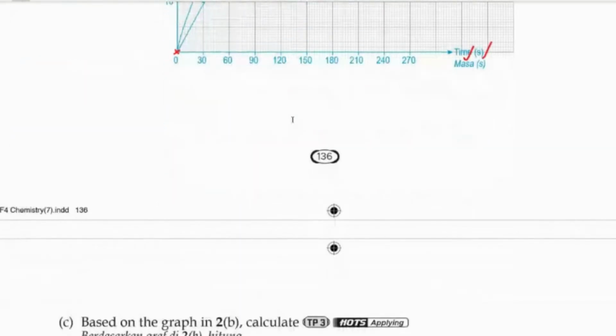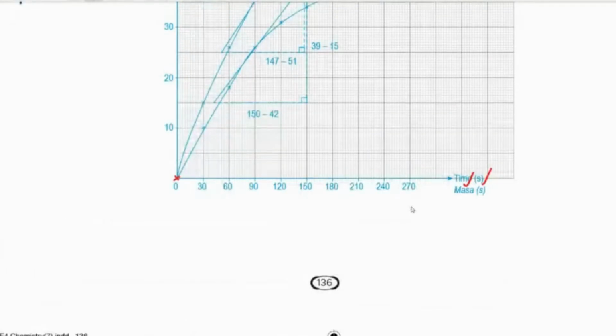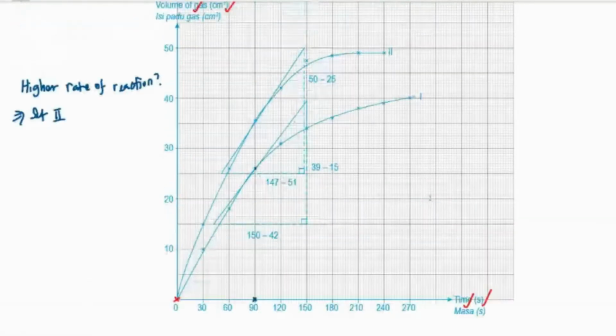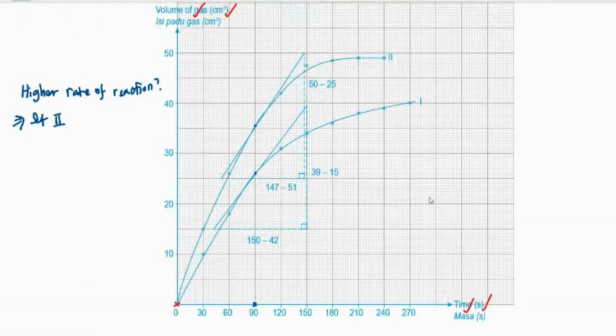Now we look into the next question. Based on the graph, calculate the rate of reaction at 90 seconds for set 1 and set 2. So 90 seconds is here. You draw a line here, and then you draw a tangent, here for set 1, and this one for set 2.